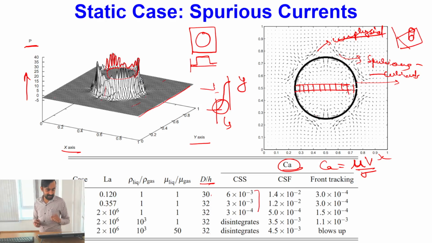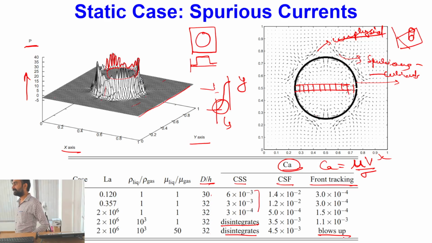If you calculate the capillary number, then the maximum capillary number you obtain is in this range for the CSF method and the front tracking method. That means we are getting a small amount of velocity. In certain cases it is written "disintegrates" or "blows up". What is the meaning of this? If in your numerical solver the magnitude of spurious currents becomes significantly large, then what will happen? These spurious currents may break the interface. Are all clear with this point?